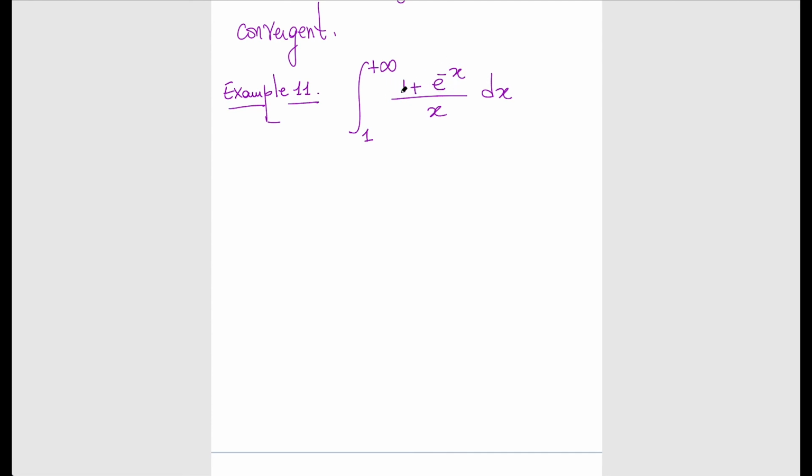So this numerator, 1 plus e to power negative x: since e to power negative x is positive for all x, certainly this is greater than 1 for all x, let alone for those x's which are from 1 onward. Correct? So this holds for all x.